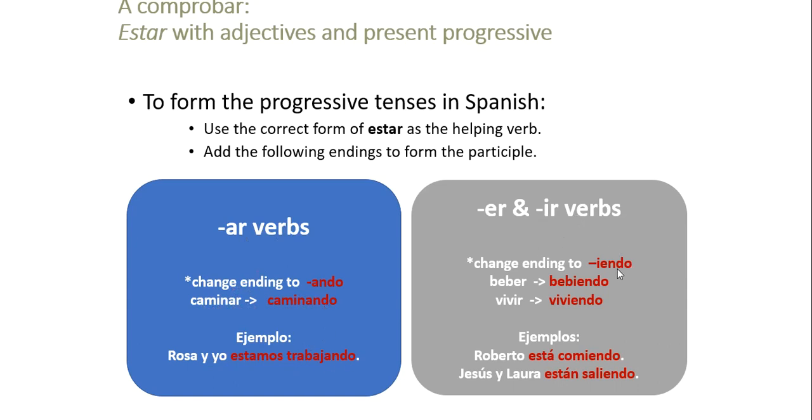ER and IR verbs are going to use the ending yendo. Beber, bebiendo, vivir, viviendo, etc. So this would be the construction. Roberto está comiendo. Jesús y Laura están saliendo.